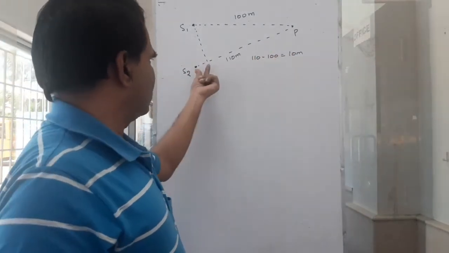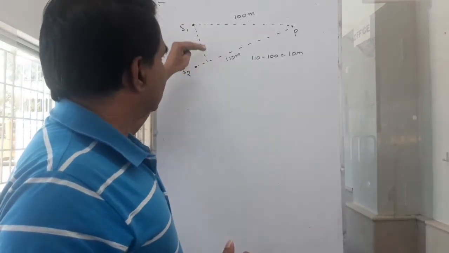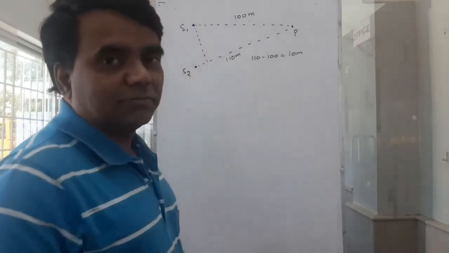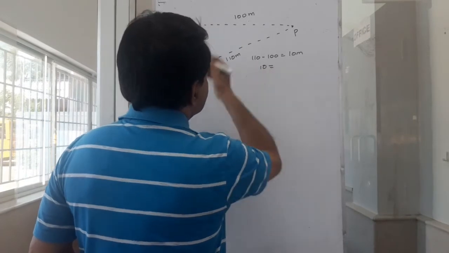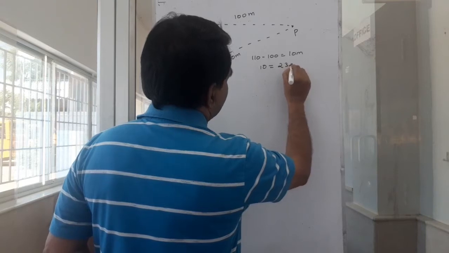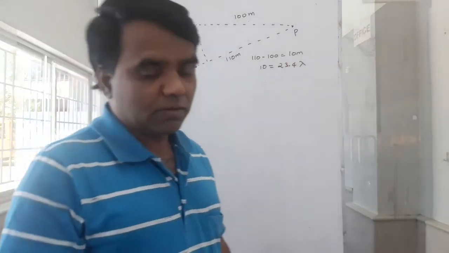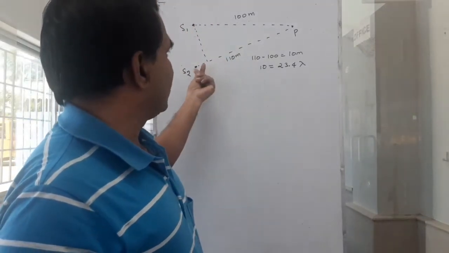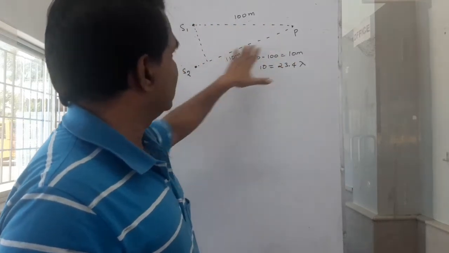So for this 10 meters, we are going to see how many cycles can be accommodated in the 10 meters. The 10 meters, for example, can accommodate maybe 23.4 cycles. So there is a difference of 23.4 cycles between this wave and this wave.